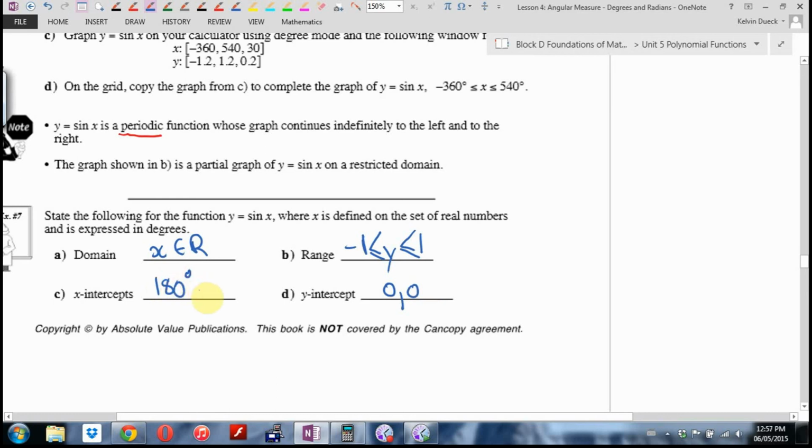So the x-intercepts, here's how we write that. 180 degrees times n, comma, little n, where n is an integer. That looks terrifying, I know, but don't freak out. Write that down, I'll tell you what it means.